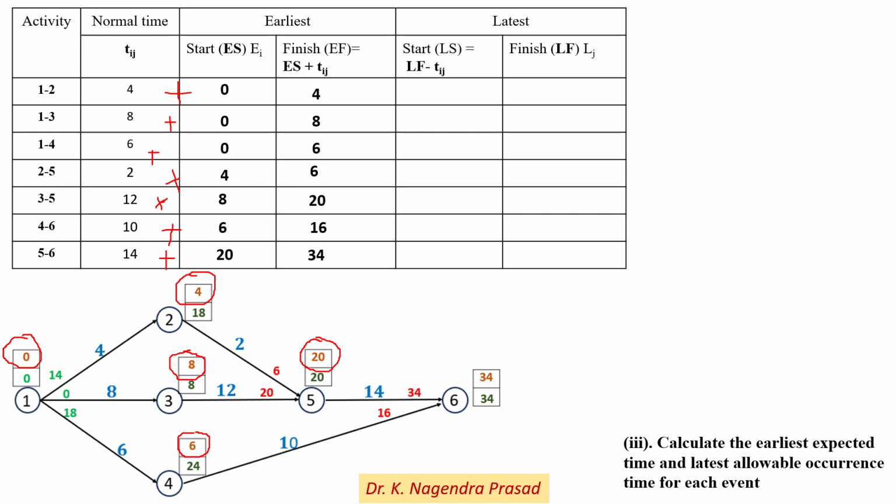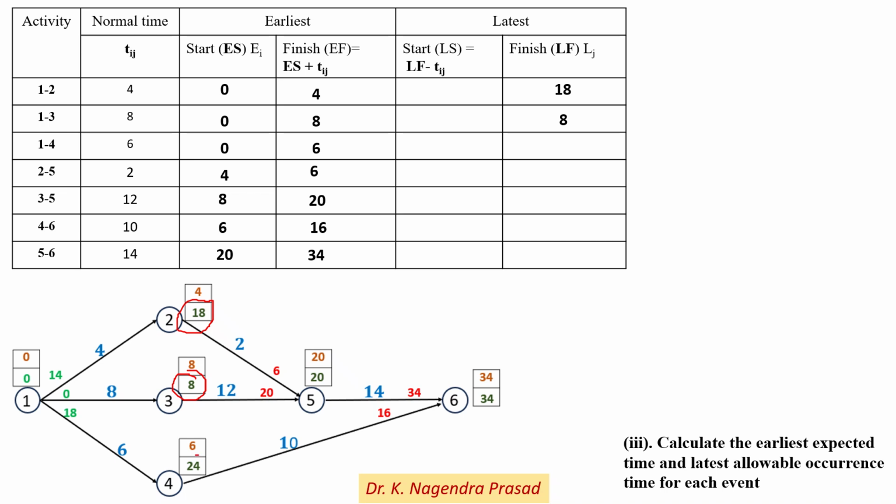Okay, so next we have to calculate the latest finish time. By observing the network diagram, which we determined by the backward pass method, first we write down the latest finish time for activity 1 to 2. For activity 1 to 2, the latest finish time is 18 at event 2. Next, for activity 1 to 3, the latest finish time is 8 at event 3.